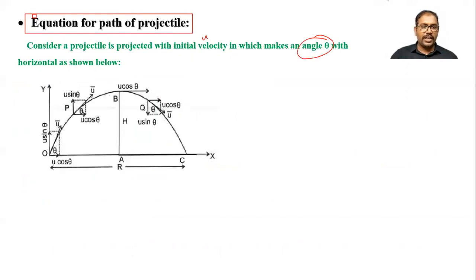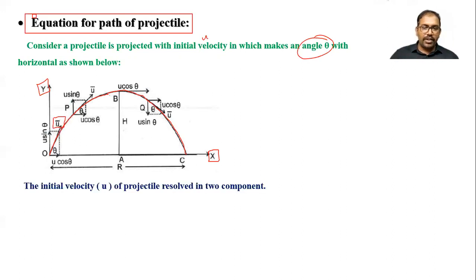So let me show it in a diagram. You can see this is the x-axis, this is the y-axis, and this is the trajectory of the projectile. Now its initial velocity, you can see here, u is the initial velocity. Now this initial velocity is resolved into two components.